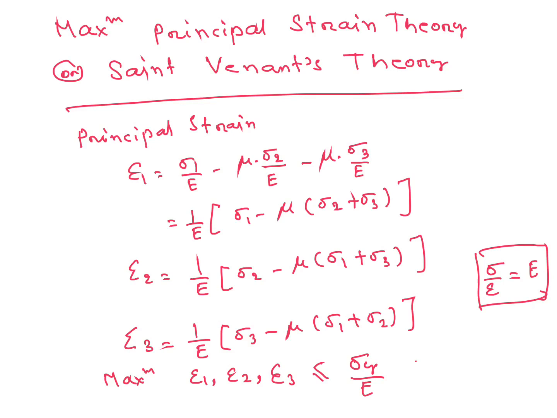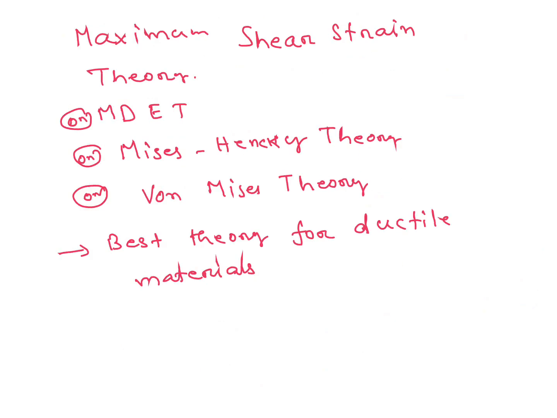Next is maximum distortion energy theory, MDET, or Mises-Hencky theory, or von Mises theory. This is very important for the ISRO and GATE examination also. Best theory for ductile materials. This is important for PSU examinations also. Which theory is best for ductile materials? Both maximum shear stress theory and MDET will be available in the options. Best is MDET.